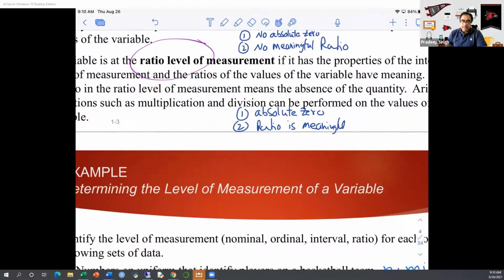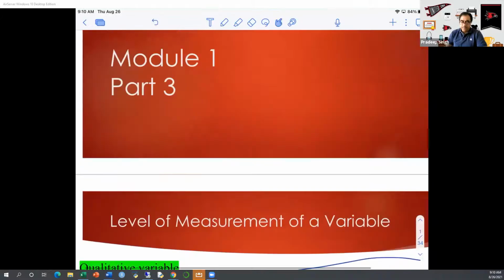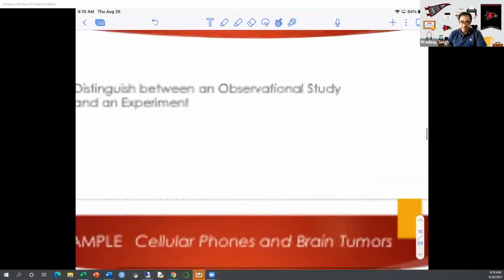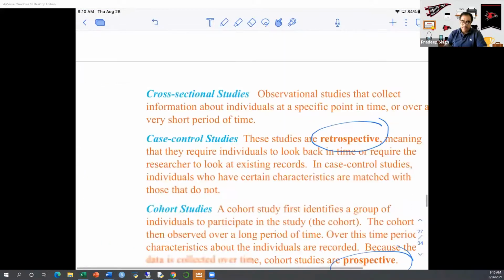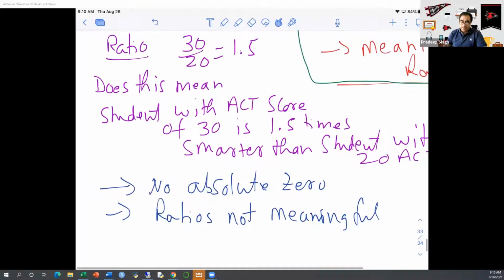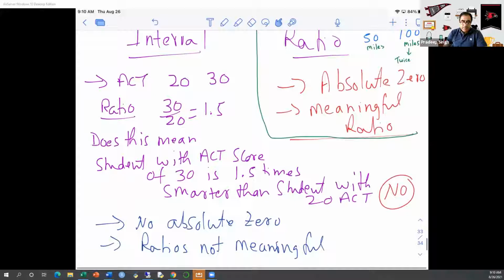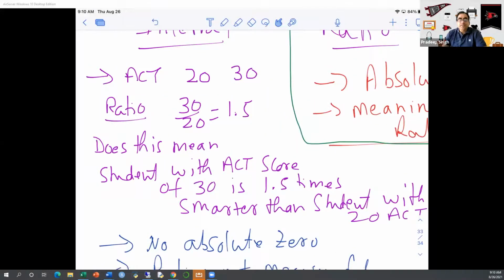To explain this, let's see if I can find an empty space. Okay, so right here. Let's say we have 2 students. One student has an ACT score of 20, another one has an ACT score of 30. And because these are numerical variables, we can take the ratio. So the ratio is 1.5. The question is whether this ratio is meaningful or not.